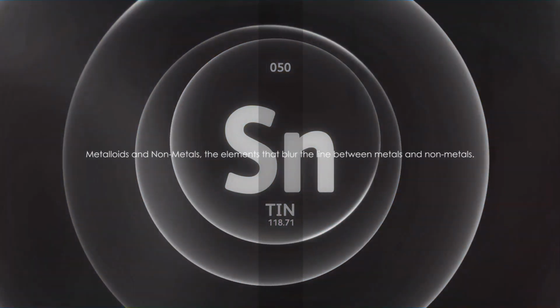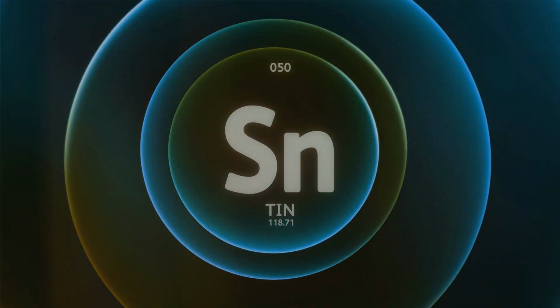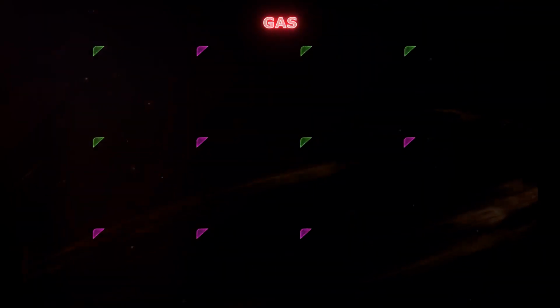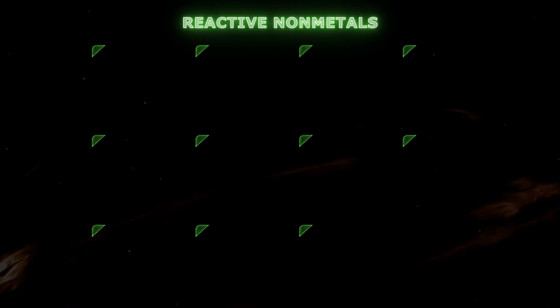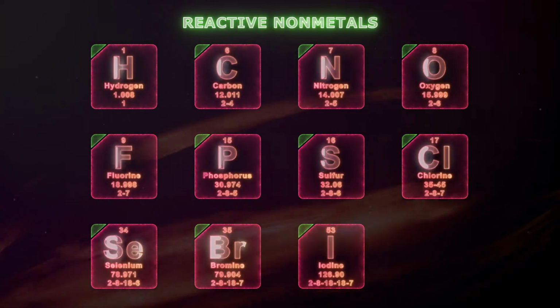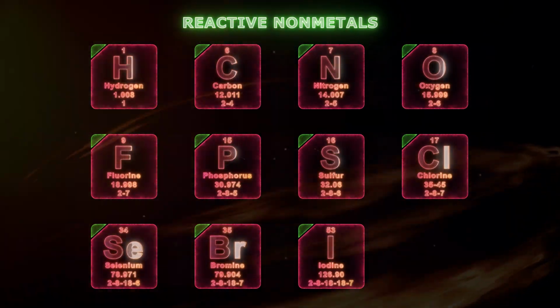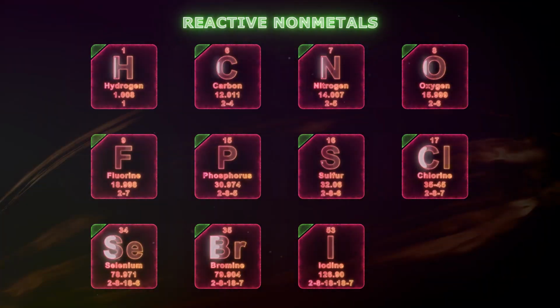Metalloids and nonmetals, the elements that blur the line between metals and nonmetals. Finally, at the far right, we find the halogens and noble gases. To begin, let's dive into the world of halogens. These elements, found in group 17, are voraciously reactive.